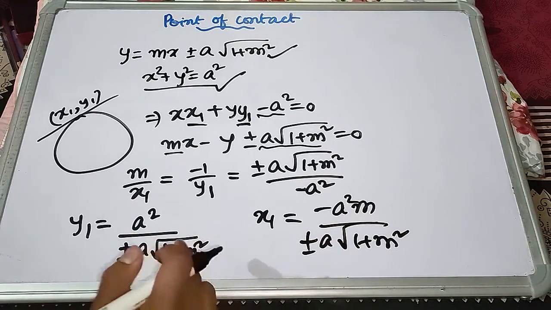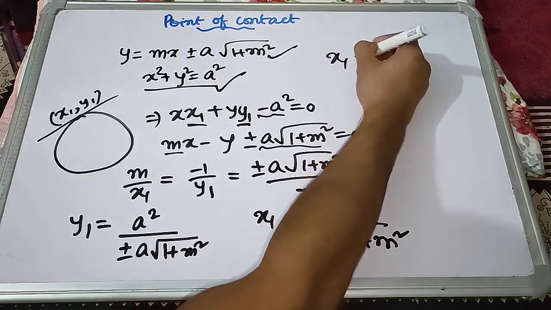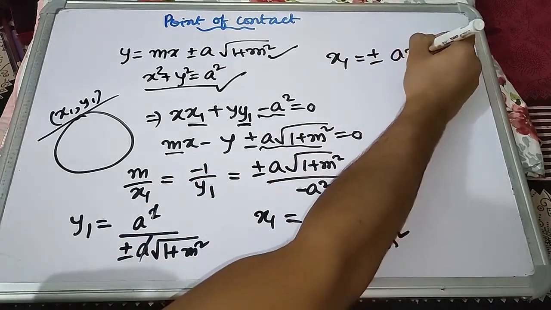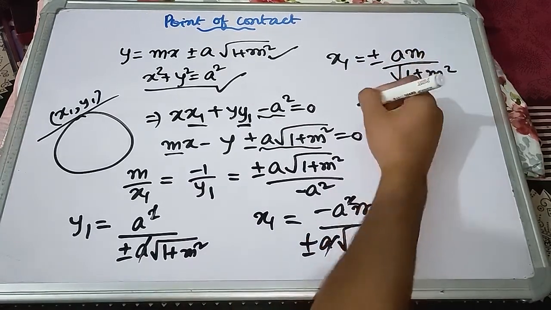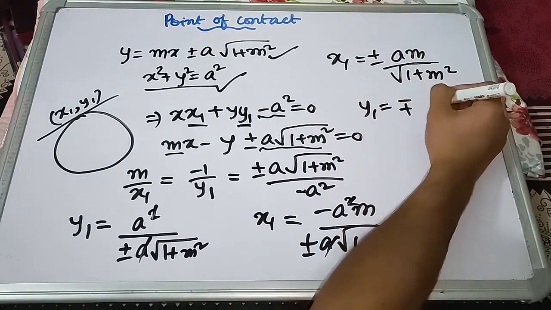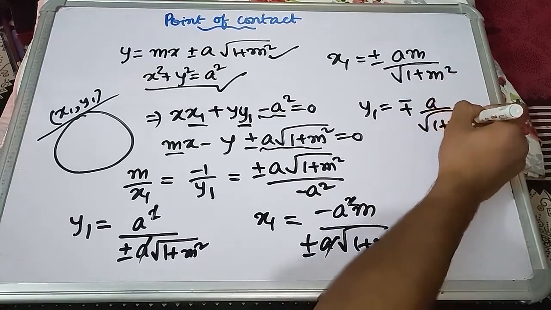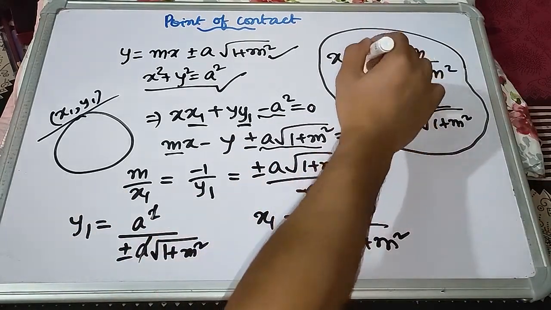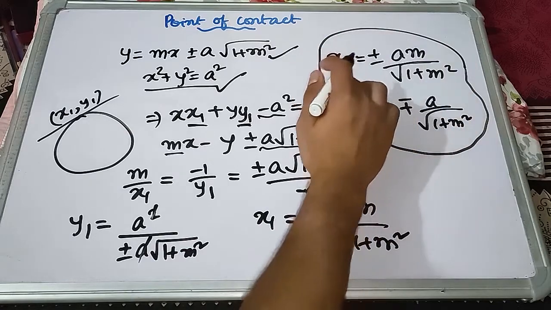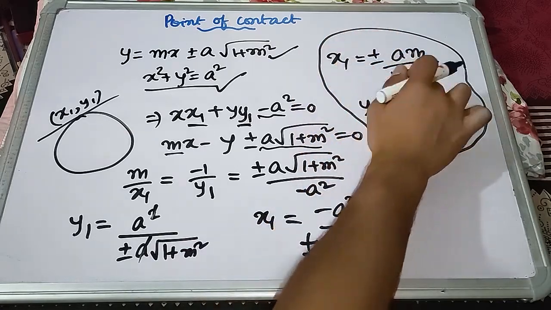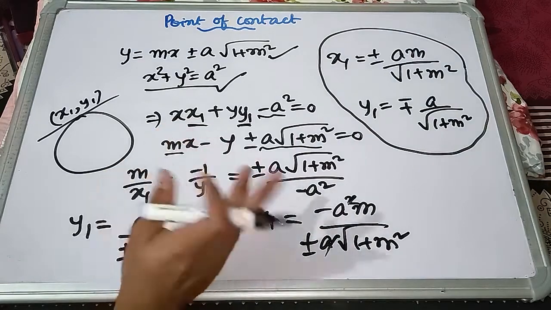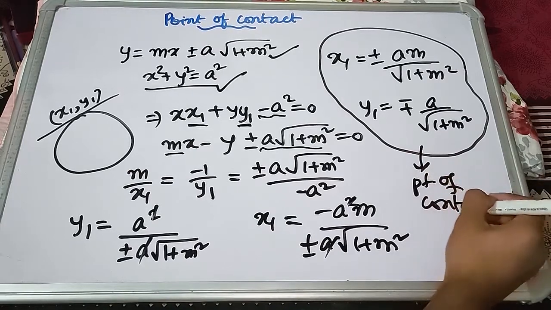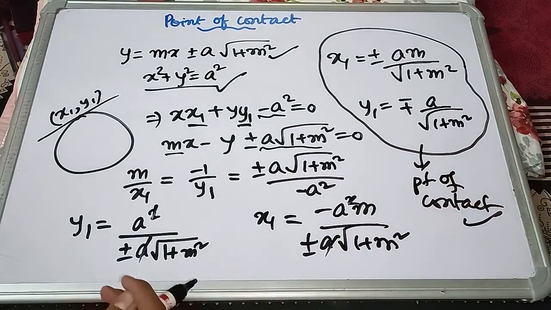So if you consider the x1 like this, that it is plus minus a and a will be cancelled, plus minus am by root under 1 plus m square, then your y1 will be minus plus a by root under 1 plus m square. This is an important point to be noted: if one is with plus minus, the other one will be minus plus. And if you did the reverse, that x1 was minus plus, then this would have become plus minus. So the sign will actually be in a cycle. This you need to keep in mind. So these are the points of contact of the tangent with the circle, right? So now let us proceed to the next concept.